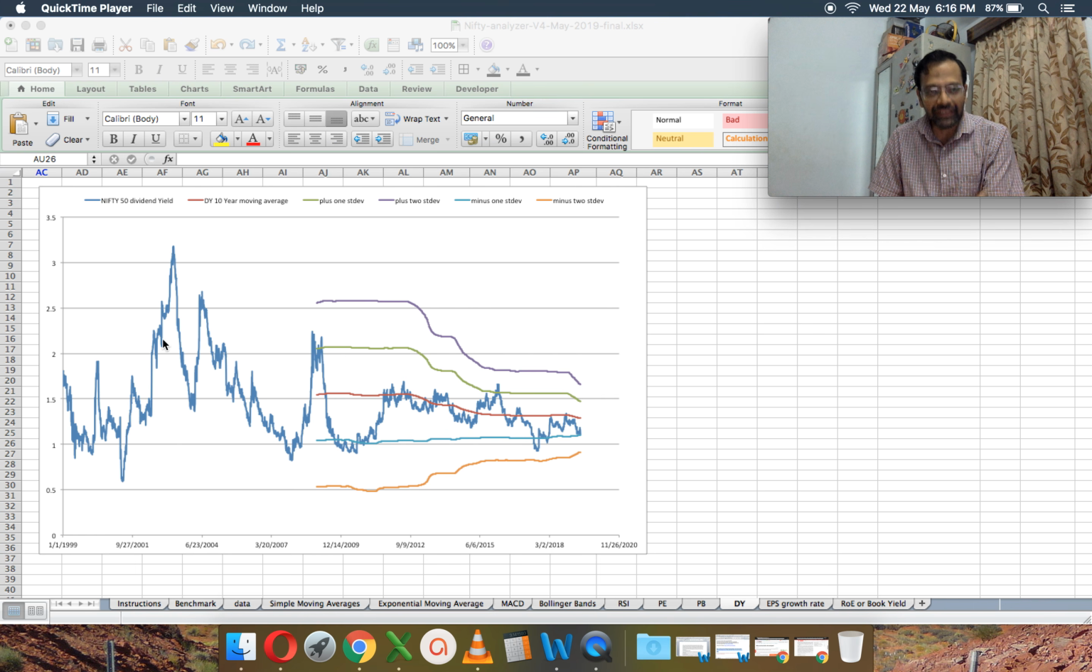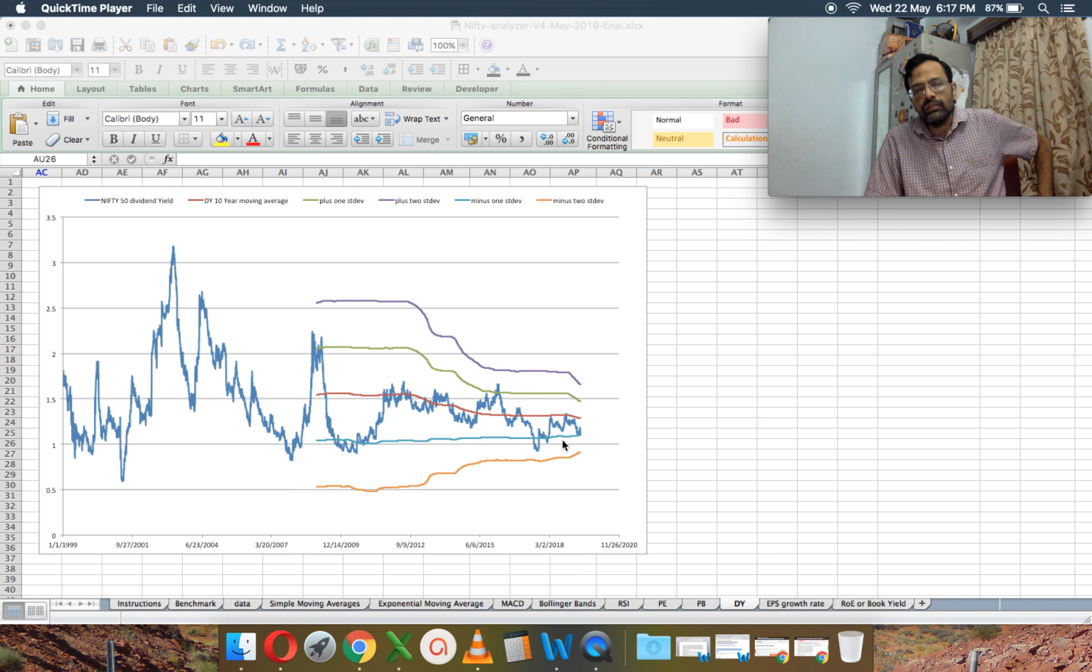Again, you have the Nifty dividend yield. You can see that this is just before the crash, and when the prices crashed in 2008, look at how quickly the dividend yield moved up, and then when the price recovered again, the dividend yield also became low again. And notice that the dividend yield has been hovering recently one standard deviation below average.